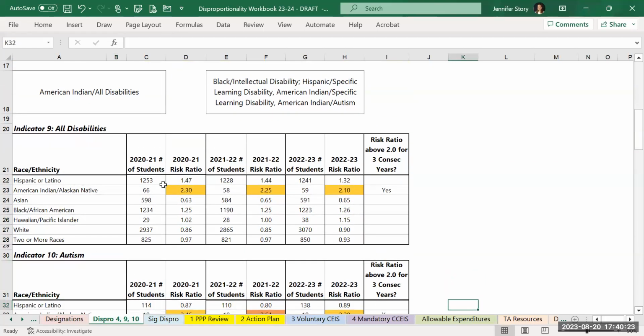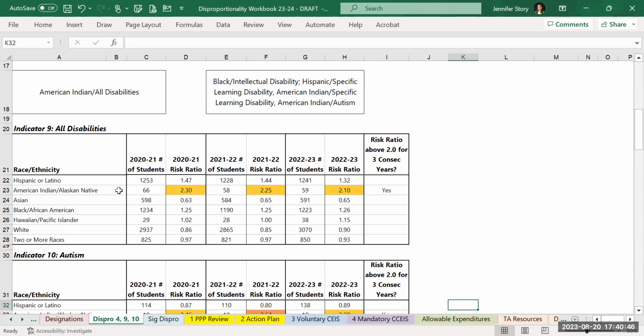So for example, this particular district has met the definition of disproportionality, which is 2.0 or greater for 3 years in a row, for students who are identified as American Indian or Alaska Native. It says yes here: the risk ratio is above 2.0 for 3 consecutive years.